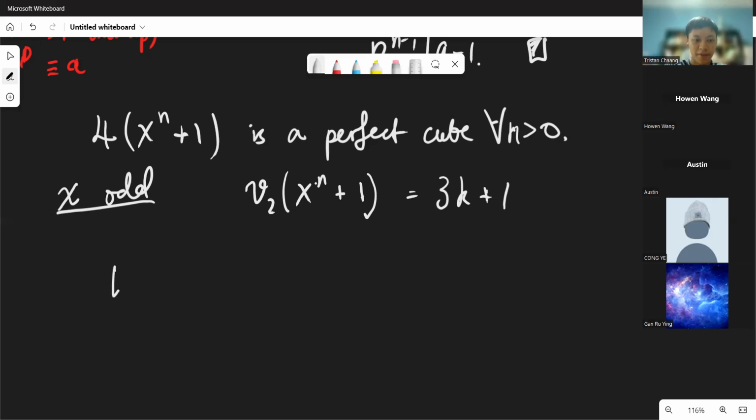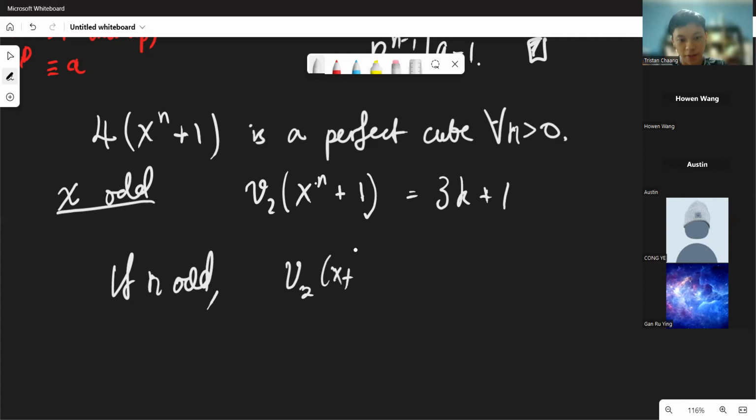So if n is odd, basically we just look at the odd numbers n, which we know they're all true. Then V2 of x plus 1. In fact, we should write this more carefully. This k depends on n, because if we change n, then this k would change. Okay, so we have this.